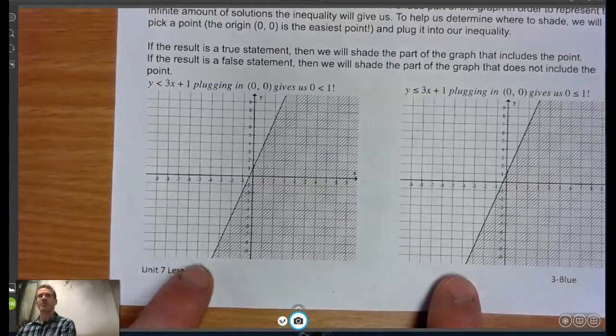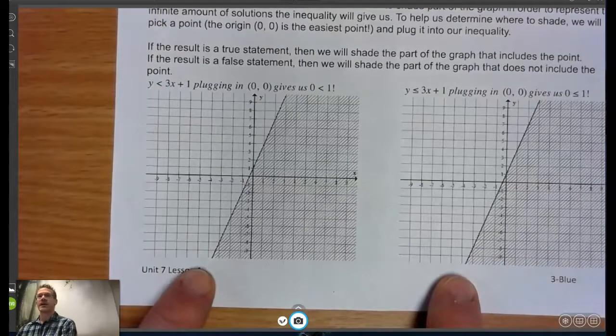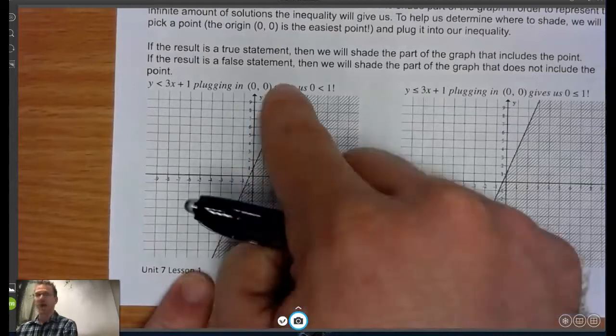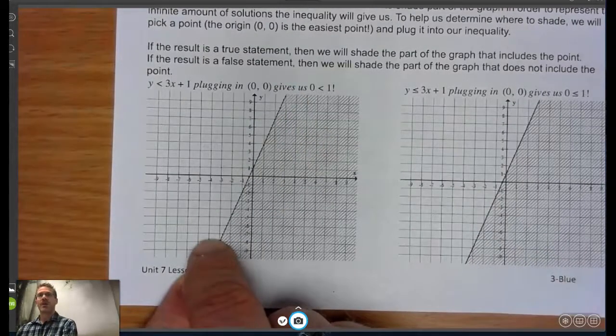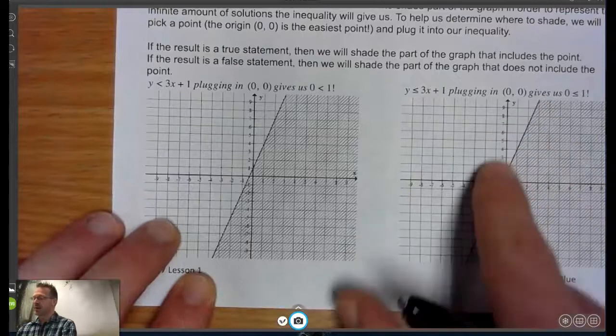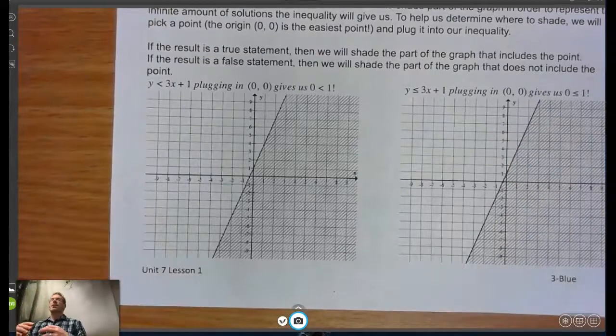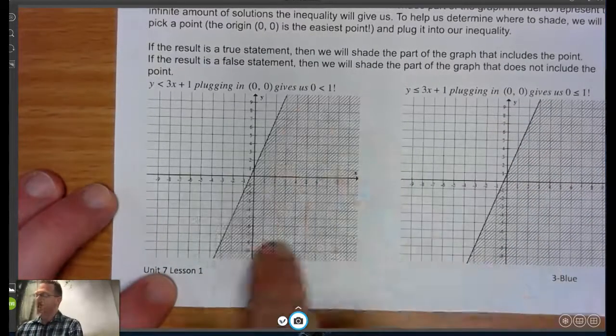So notice the only difference between these two inequalities is that this is a dotted line because I do not get to include the points on the line. This one is a solid line because I get to. Now, because it doesn't matter, every point will give me the same result.